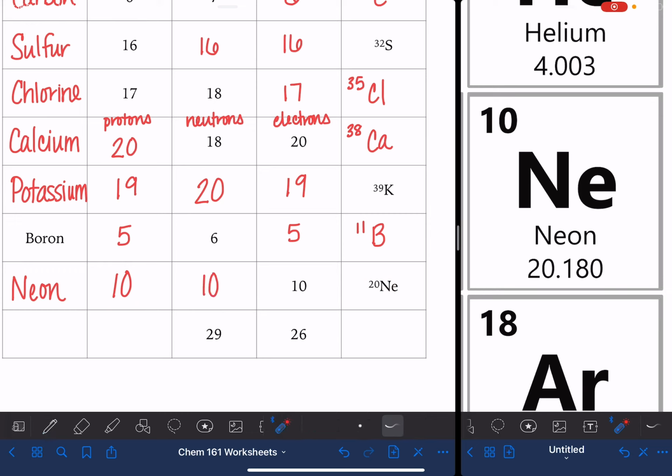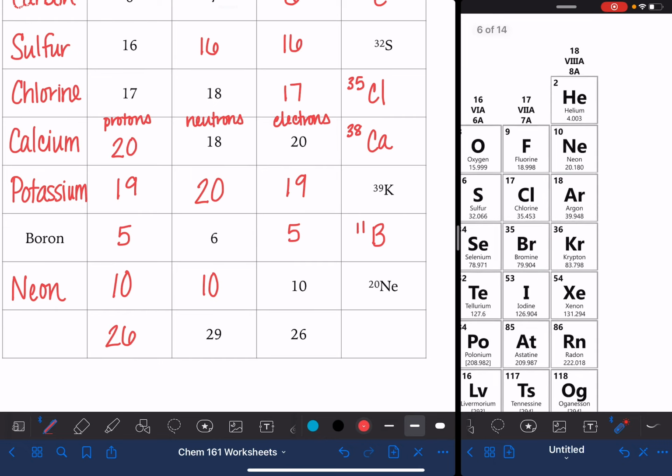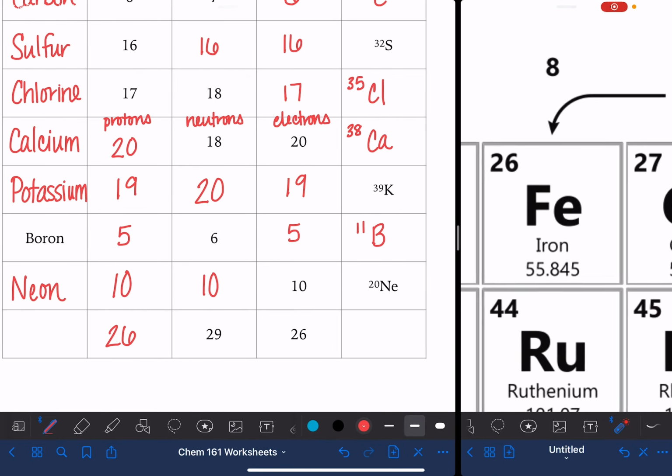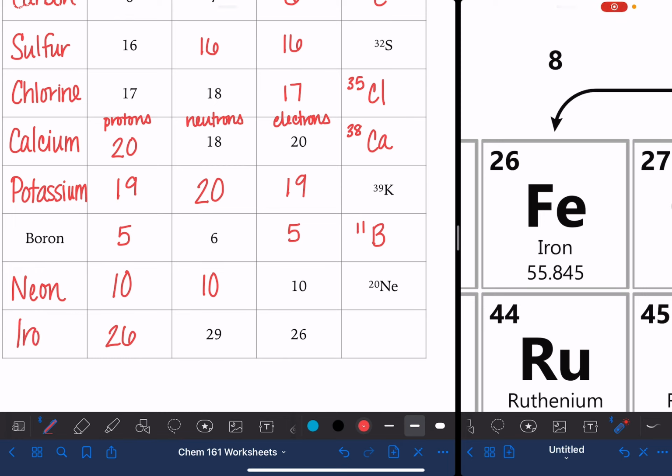We have one more example, 26 electrons. That means we also have 26 protons. So to find the identity of this element, we just need to go find element 26. It is iron. Symbol Fe. The mass number is going to be 26 plus 29. That is 55.